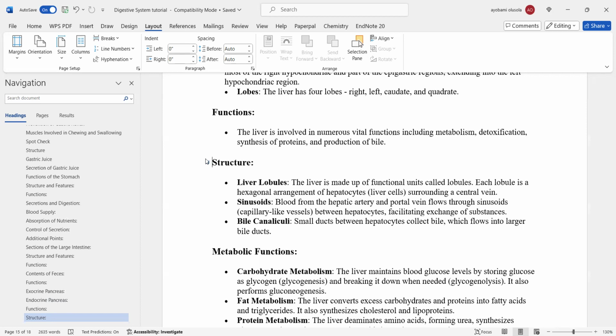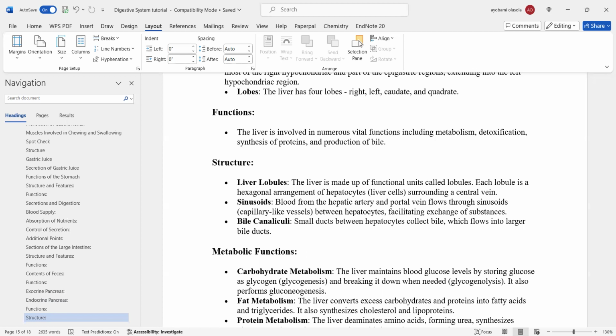We also have sinusoids. Blood from the hepatic artery and portal vein flows through sinusoids. They are capillary-like vessels between hepatocytes, and they facilitate exchange of substances. So the bile canaliculi, small ducts between hepatocytes, collect bile, which flows into larger bile ducts.